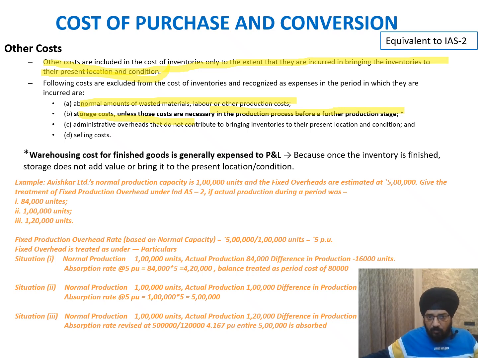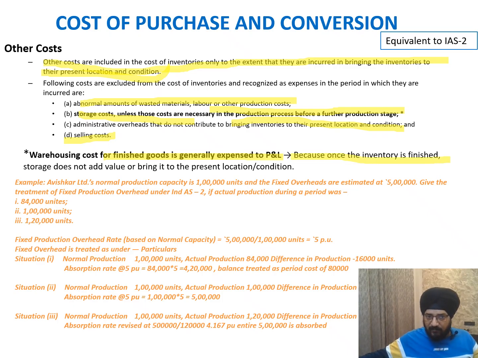Administrative overheads that do not contribute to bringing the inventory to its present location and condition, and then definitely the selling cost, are excluded. Warehousing cost for the finished goods is generally expensed in P&L, and it is normally treated as a selling and distribution expense, because these costs are not adding to the value of my inventory. These are just there to make sure that I'm storing the goods till the time they are finally sold to the market.